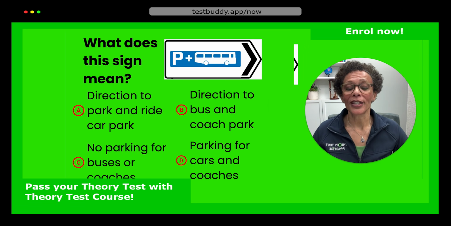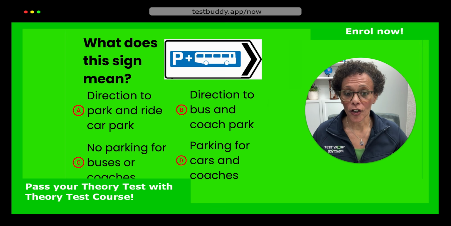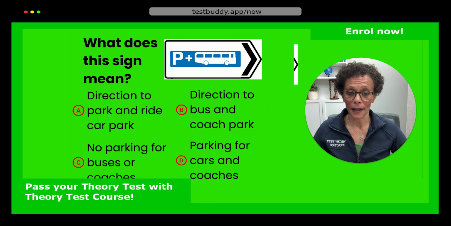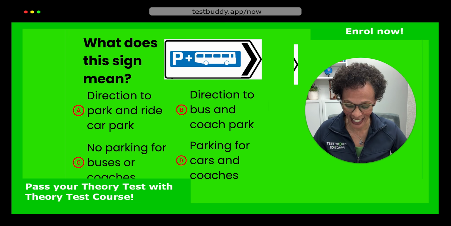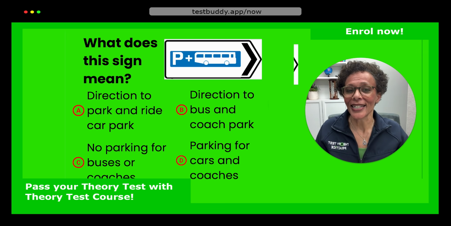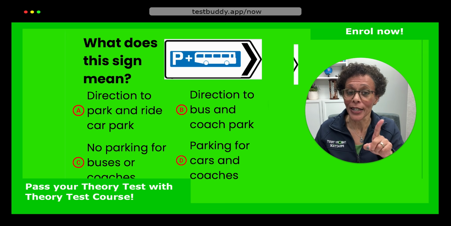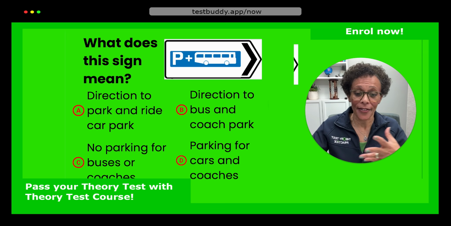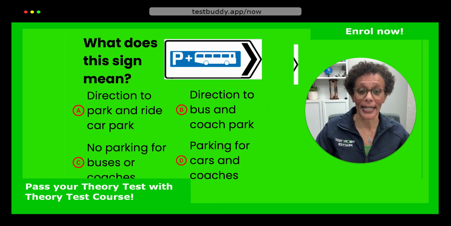Finally, what does this sign mean? Direction to park and ride car park. Direction to bus and coach park. No parking for buses or coaches, or parking for cars and coaches. So all quite similar, aren't they? Well, you know it's a direction. There's an arrow pointing. So direction is either A or B, isn't it?